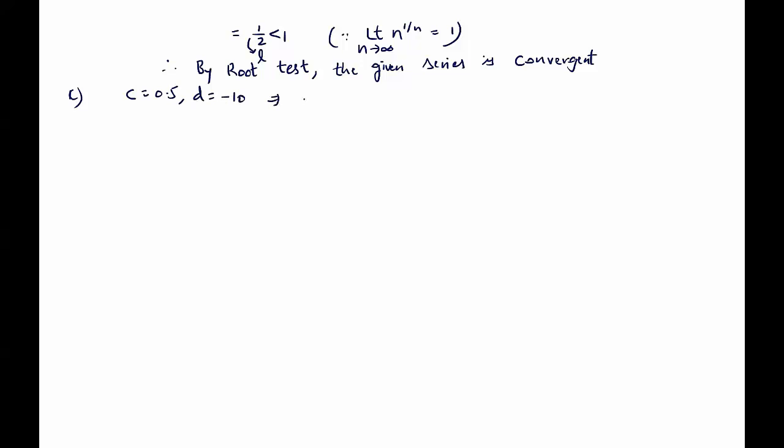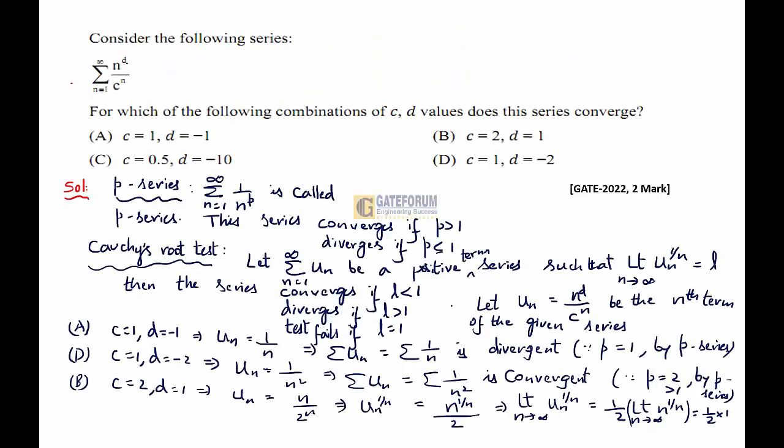In this case, the nth term becomes n power minus 10 will come down, 1 by n power 10. C power n in the numerator, n power d in the denominator. Half means 0.5 means 1 by 2. So numerator is c power n, where c value is 0.5, 0.5 means 1 by 2 whole power n, 1 by 2 power n. That 2 power n, the second denominator, will come to the numerator.